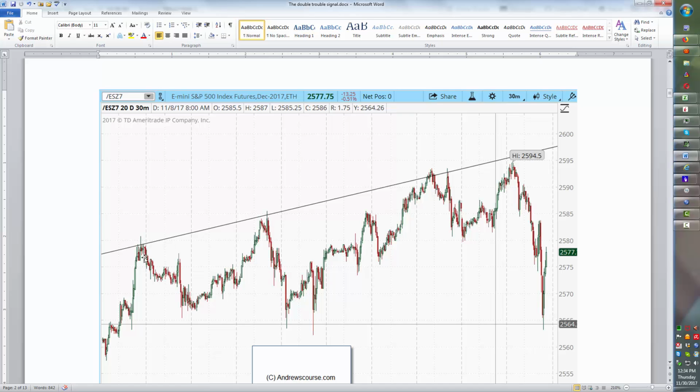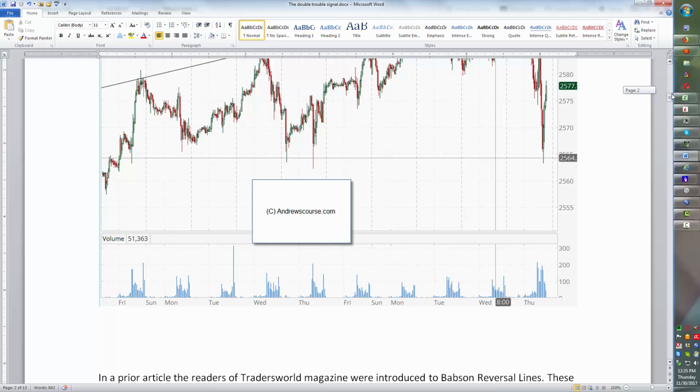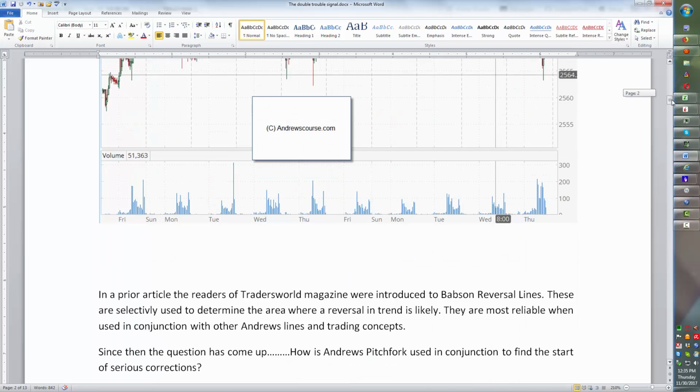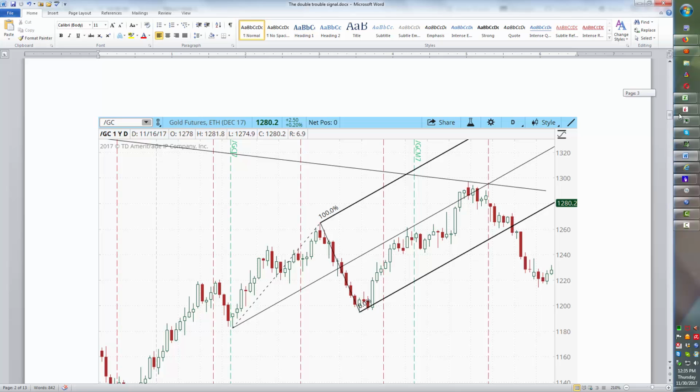Here, for example, we have a Babson reversal line, and we see that this is a 30-minute chart in the ES, and we can see that prices just kind of keep bouncing off of it, and that's what happens when you have a Babson reversal line. So that's not unusual. But if you're into this 30-minute real tight stuff, this can be rather interesting. So there's that. Let's take it a little further.